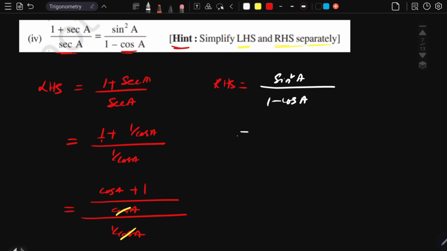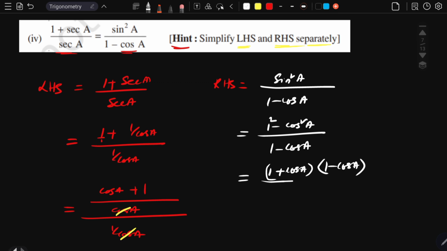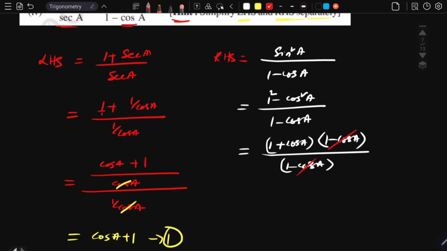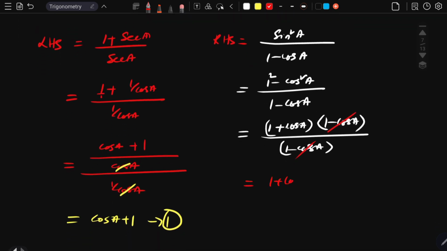Then sin square A, using an identity, I write as 1 minus cos square A, with denominator 1 minus cos A. So cos square A was there, and I'm writing 1 as 1 square. So 1 square minus cos square A can be written as A plus B into A minus B. Therefore, 1 plus cos A multiplied by 1 minus cos A, in denominator 1 minus cos A. Okay, any cancellation? Yes. 1 minus cos A and 1 minus cos A cancel, so we get 1 plus cos A.